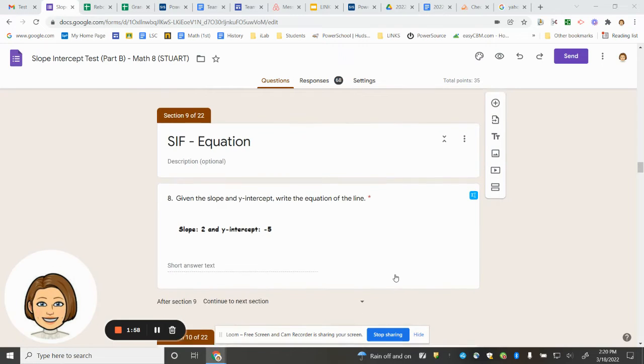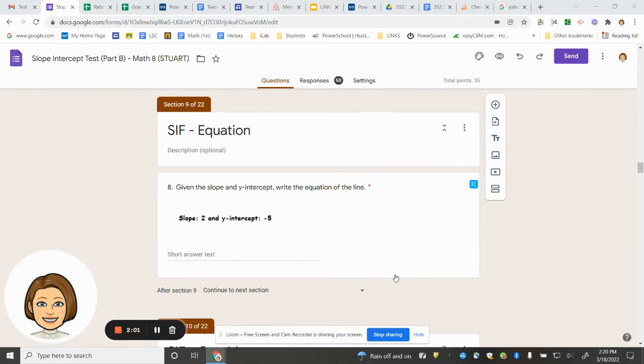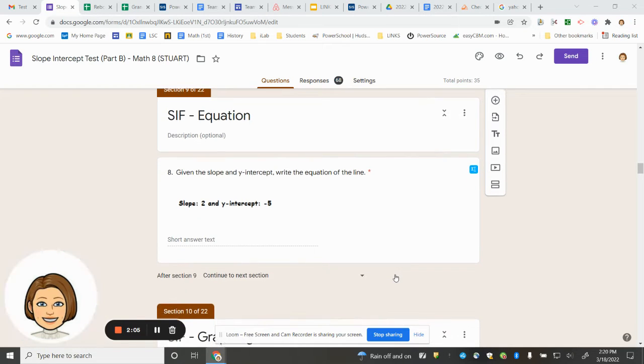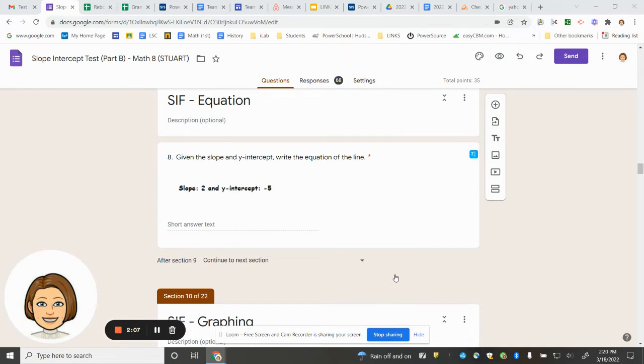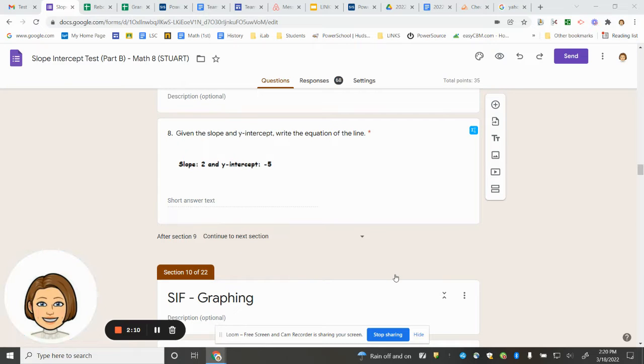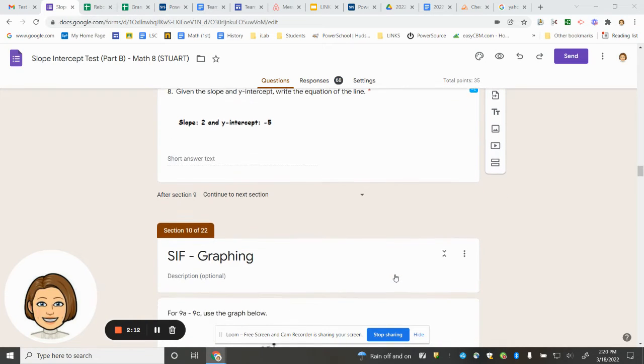This next section, you're creating an equation. When you're given the slope and the y-intercept, write the equation. Number 8, the slope is 2, the y-intercept is -5. Make sure you write it in y equals mx plus b form.